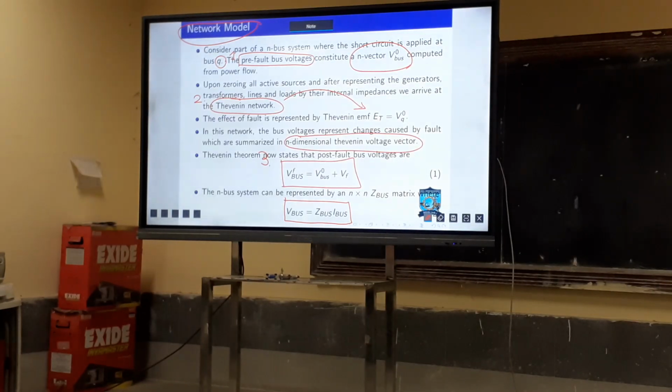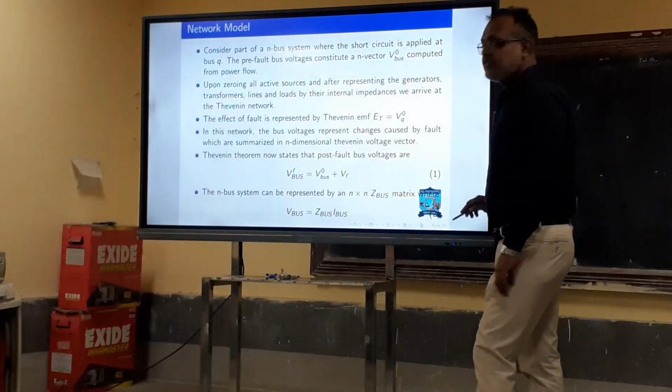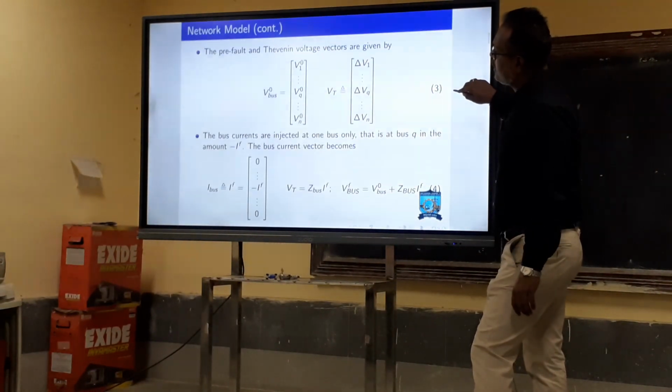Therefore, we can represent the faulted network by means of the final equation, where V bus is equal to Z bus into I bus. I bus is the fault current, V bus is the pre-fault voltage, and Z bus is the equivalent impedance of the faulted network. Now, if you find out this Z bus, then we can easily compute the fault current. You do not go for Thevenin equivalent. So this is the principle behind fault computation on a systematic basis.